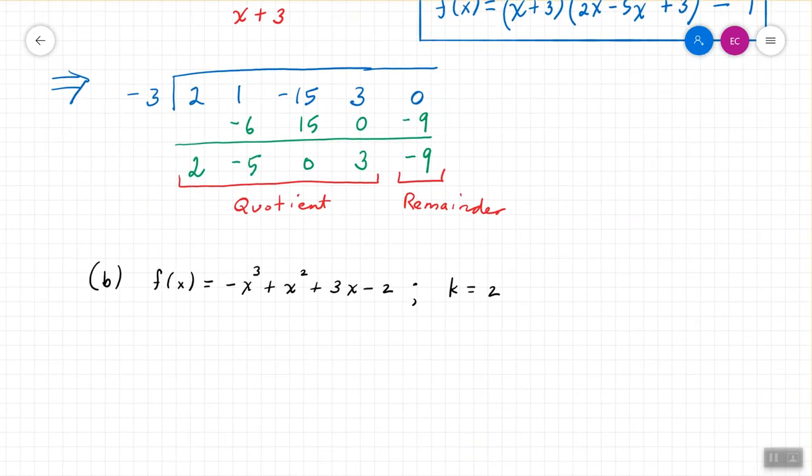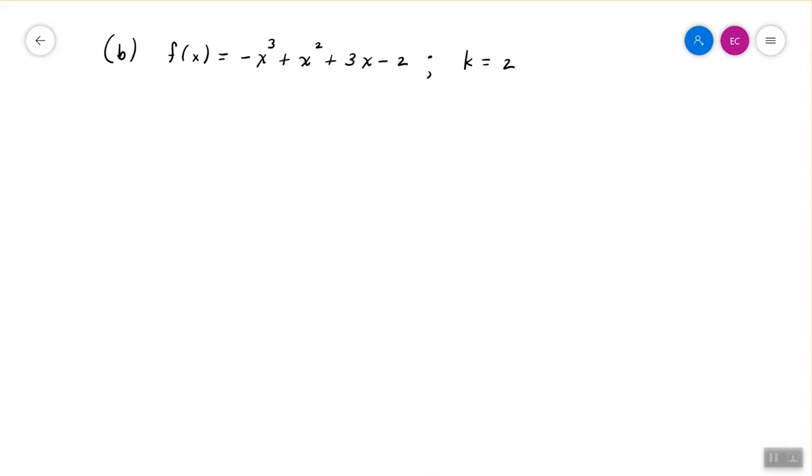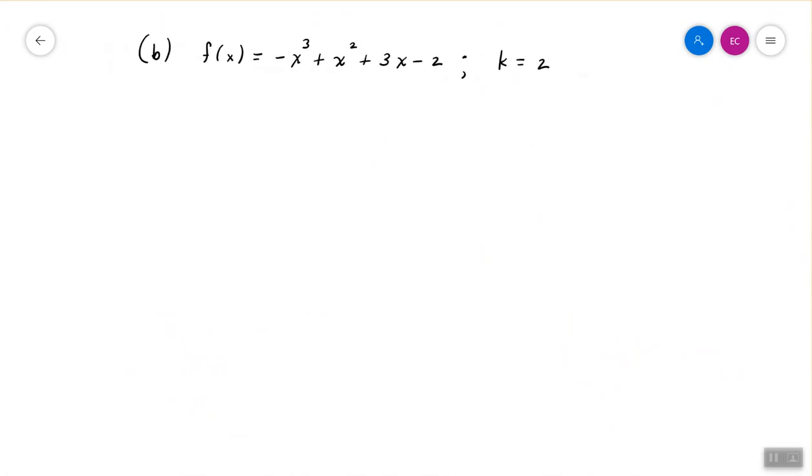Okay, let's do one more of these to make sure we've got the hang of it. So here's the next one. Let's get right into it. Underneath the house, we have the coefficients of f of x, starting with negative 1, positive 1, 3, and negative 2. And out in front of the house, we just have the value of k, which is 2.